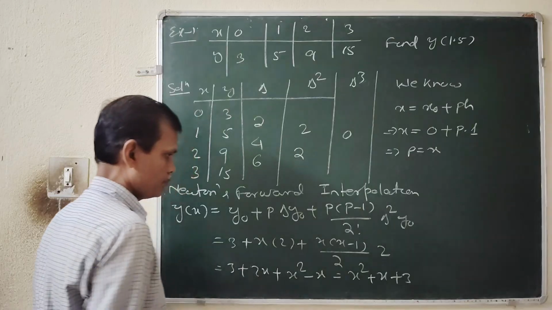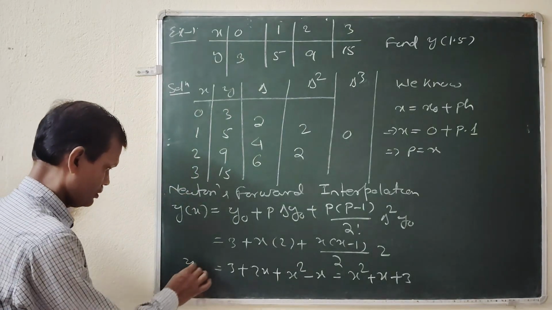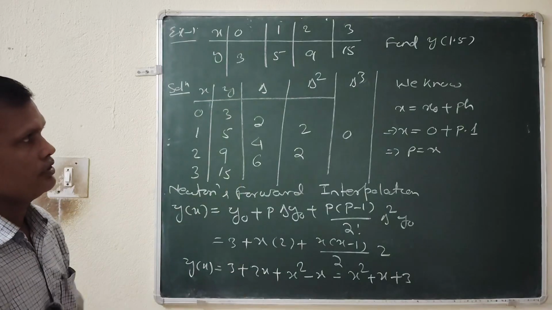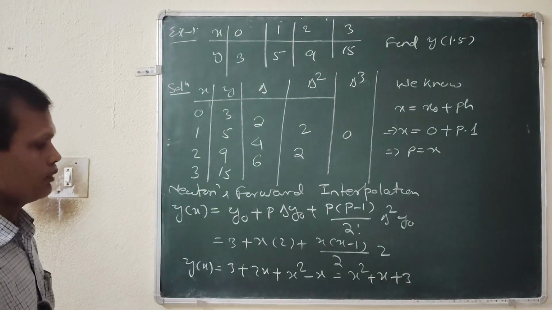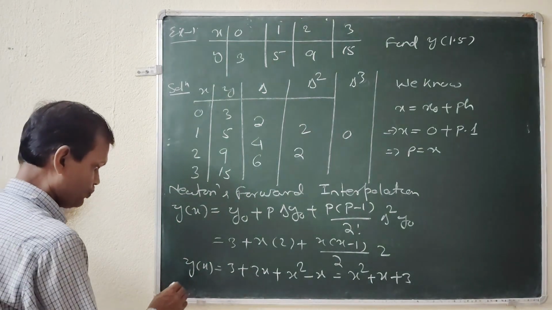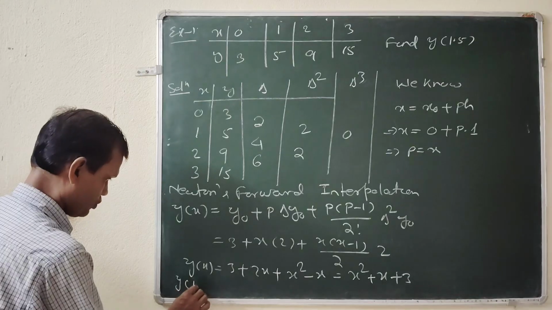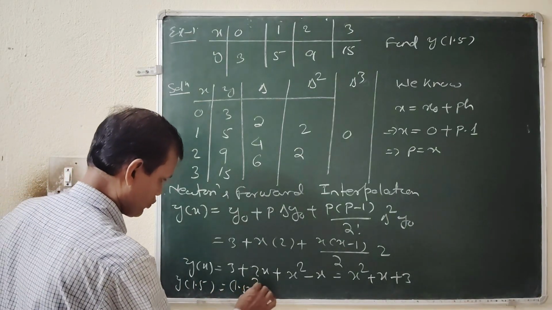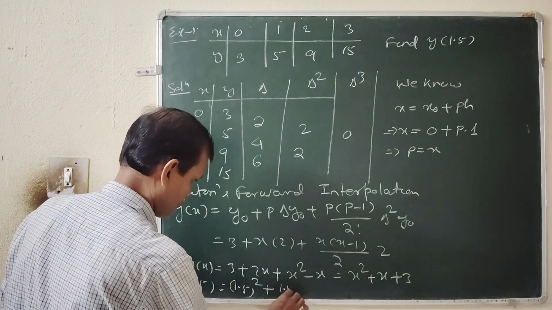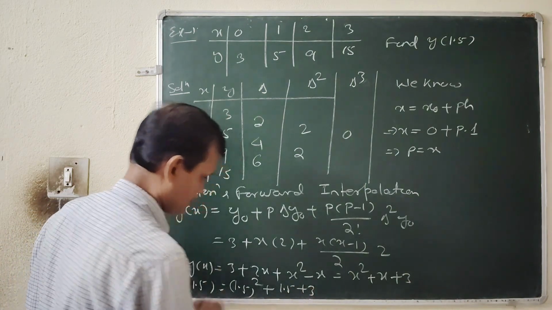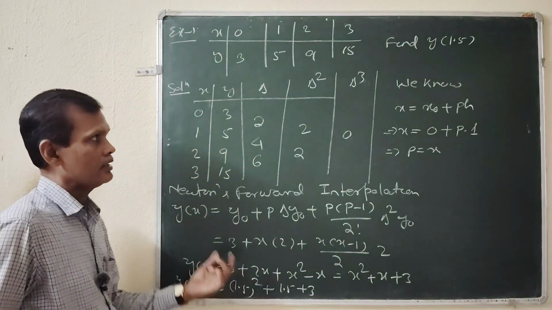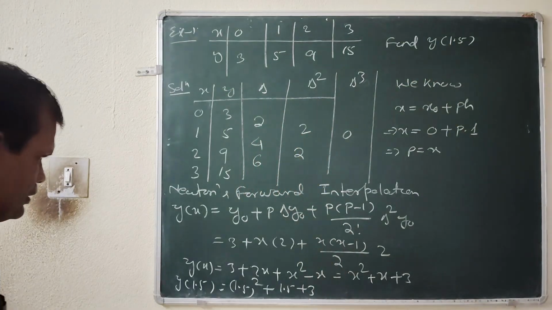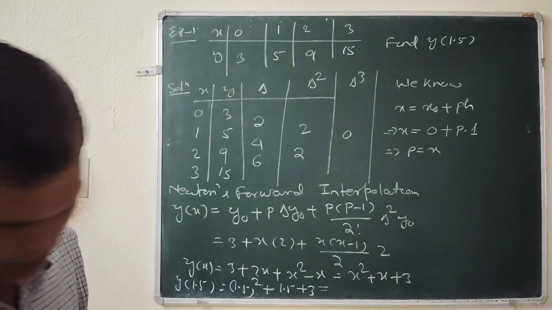And this is the polynomial we have found. Now the question is, you have to find y of 1.5. In this polynomial you put 1.5, that is y of 1.5 equals 1.5 square plus 1.5 plus 3. Just calculate the result, that will be the value of y of 1.5. Finally the result is 6.75.